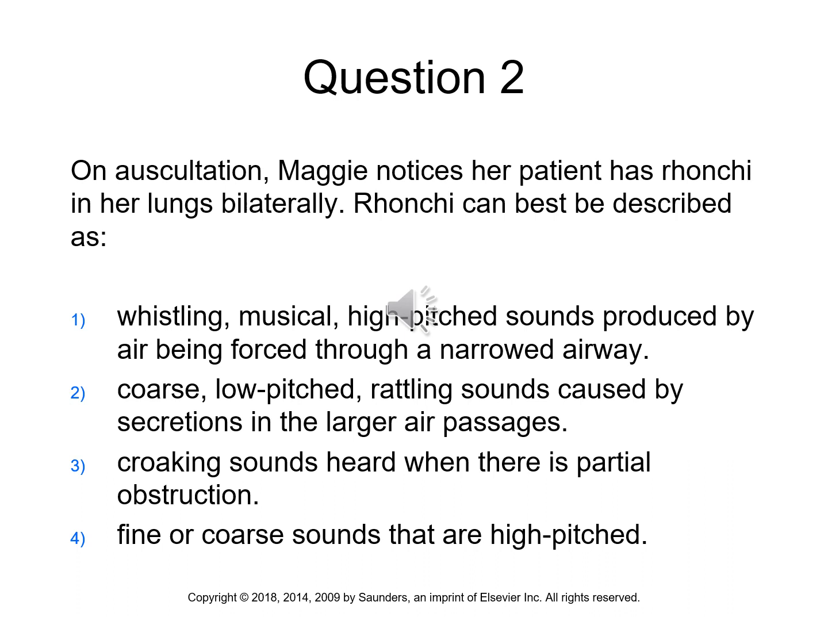Question two. On auscultation, Maggie notices her patient has rhonchi in her lungs bilaterally. Rhonchi can be described as... The answer is two: coarse, low-pitched rattling sounds caused by secretions in the larger air passages. And so that's what rhonchi are. They're described as coarse, low-pitched rattling sounds that are caused by secretions in the larger air passages.